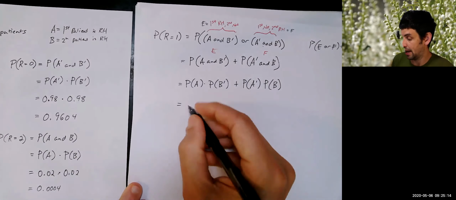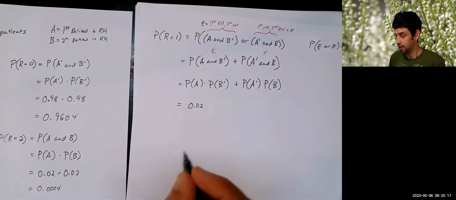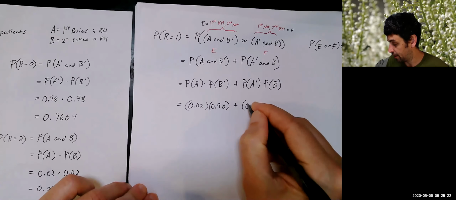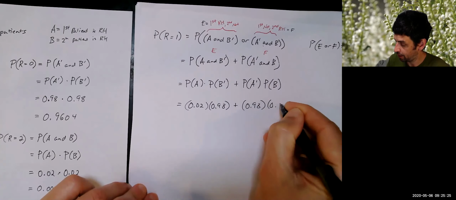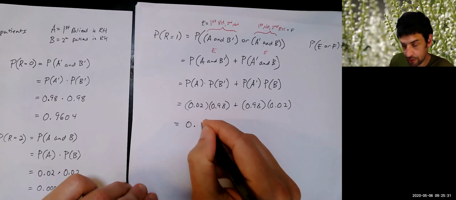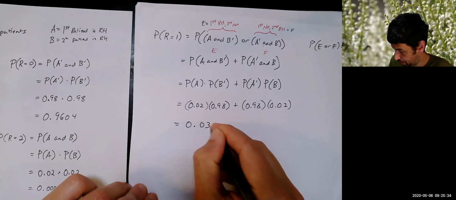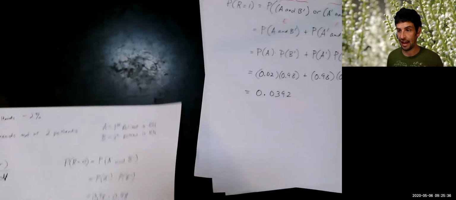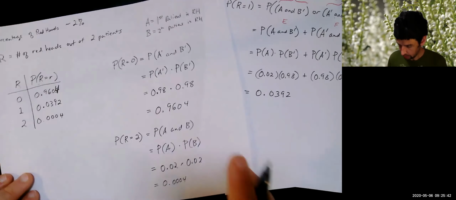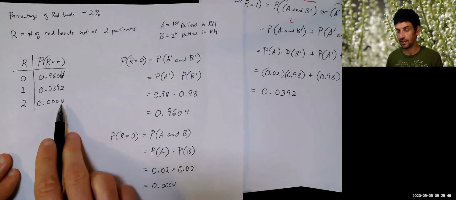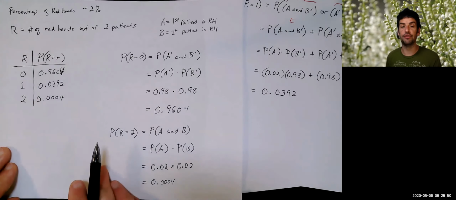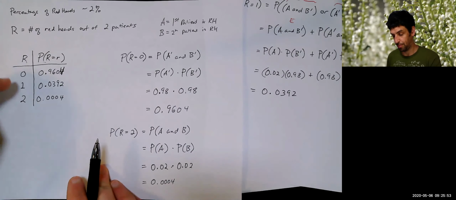All right, so the probability of A being a redhead is 0.02. The probability of B not being a redhead is 0.98. The probability of A being not a redhead is 0.98, and B being a redhead is 0.02. This works out to be 0.0392. And so that completes our probability distribution function. Now we have a complete description of the variable R in terms of the probabilities of all of its values.